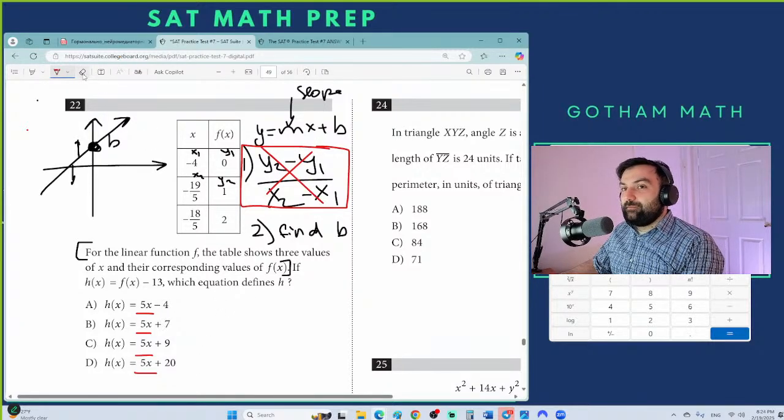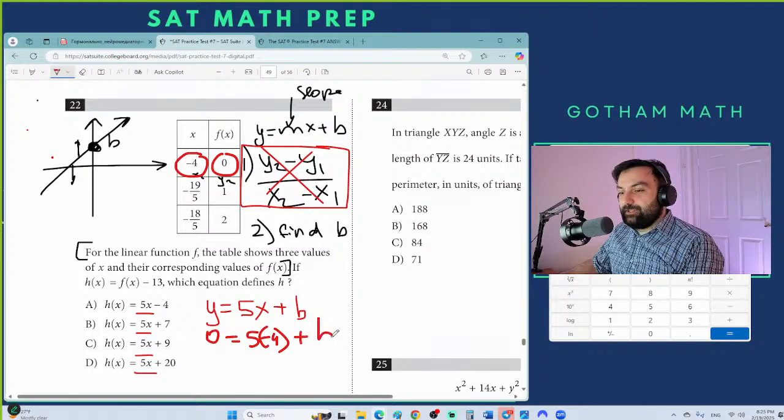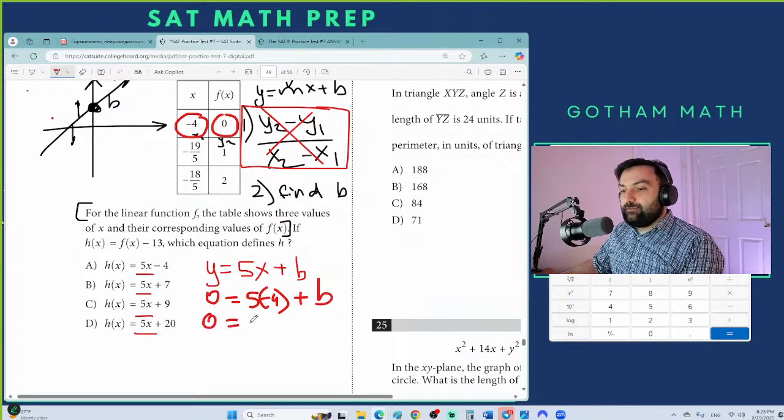But what do we do then? What's interesting is that then we use the same slope. This is already a technical thing to do, because in order to find b, we have to take 1 point, x and y. We can use -4 and 0, which is actually not that hard to use. 0 equals 5 times -4 plus b. 0 equals -20 plus b. Add 20, add 20. So 20 equals b.